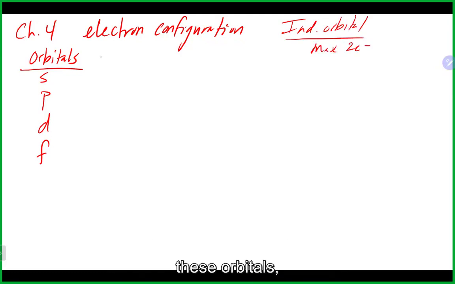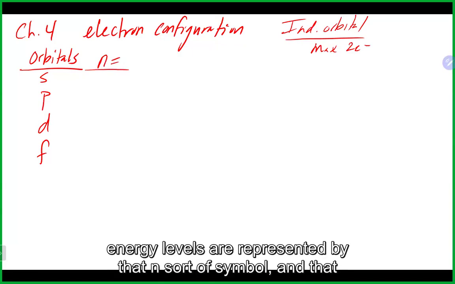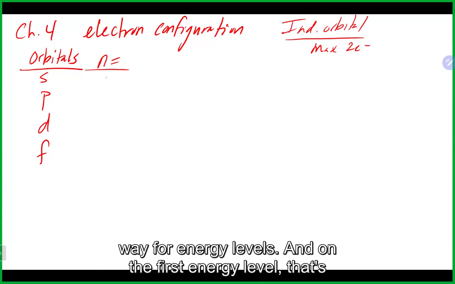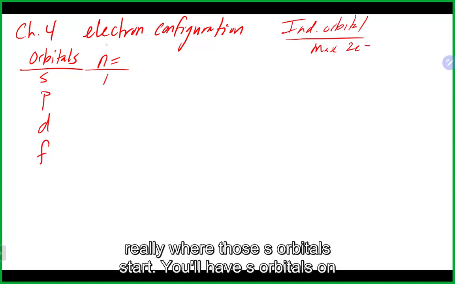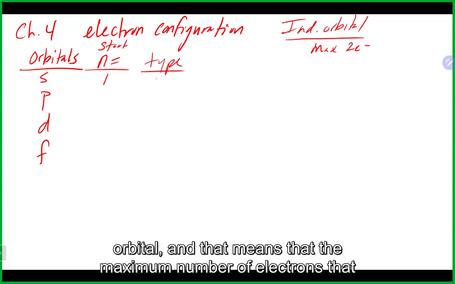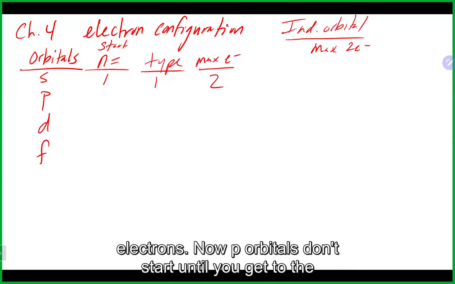Now, in terms of these orbitals, they start at different energy levels, and remember that the energy levels are represented by that N symbol, which represents the principal quantum number. Again, just a fancy way for energy levels. On the first energy level, that's really where those s orbitals start. And you'll have s orbitals on all the other energy levels as well. There's only one type of s orbital, and that means that the maximum number of electrons that you could put in any s orbital on any level is going to be 2 electrons.